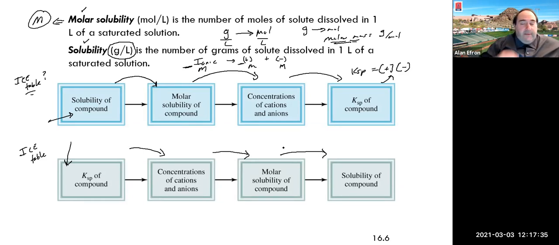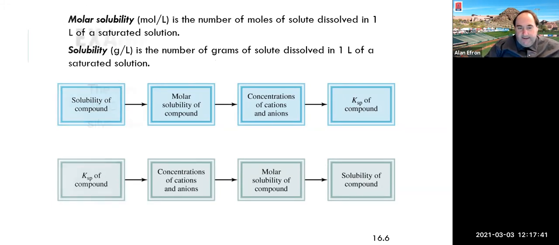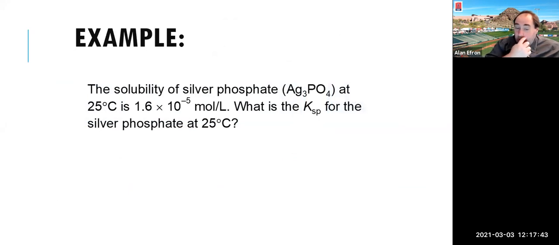All right, so why don't we take a look at one together and see some of the subtle changes that occur with these. In this particular case, they tell us the solubility of silver phosphate at 25 degrees Celsius is 1.6 times 10 to the minus 5 moles per liter, or molarity, basically. We want to know what is the Ksp in this particular case.